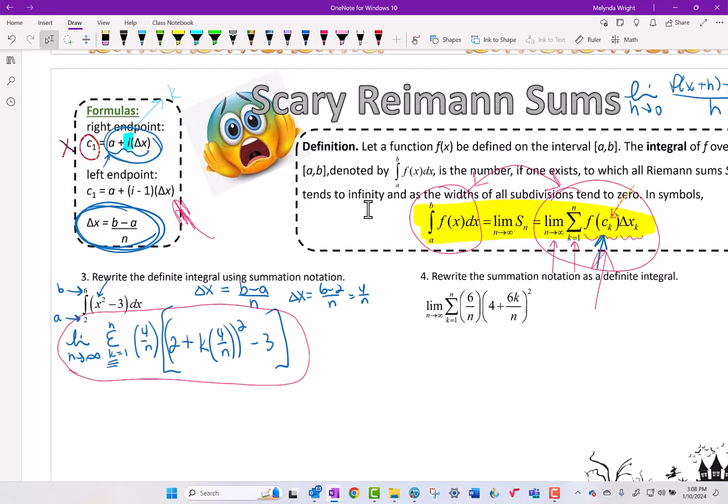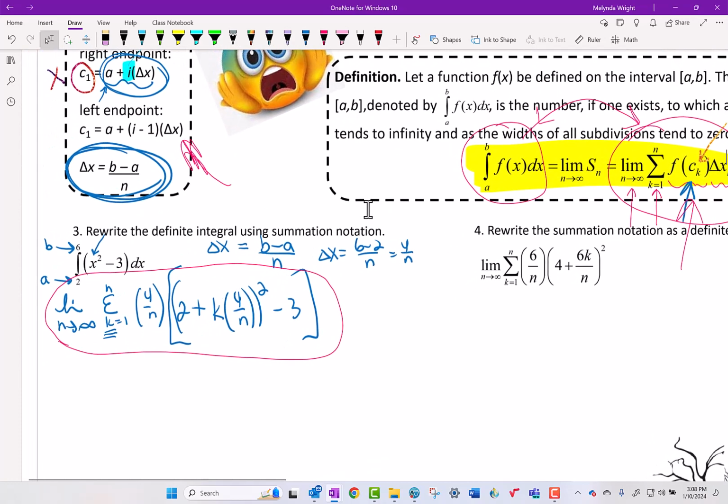All right, so now that we've gone that way, we're going to go backwards. I know, isn't this so fantastic? Y'all are like, oh my gosh, stop torturing me. We're almost done. Promise. So we're going to go backwards. So now I'm going to turn this into an integral. Okay? Turning it into an integral.